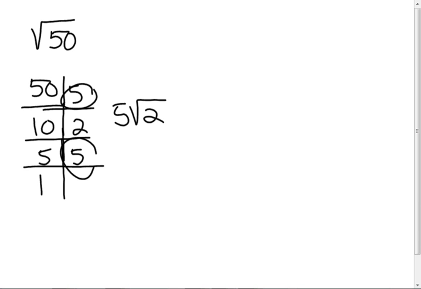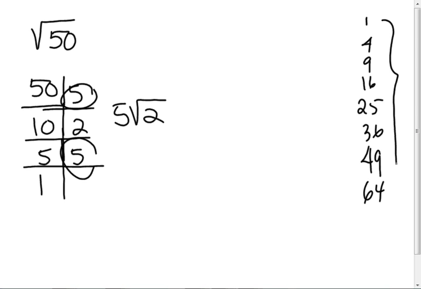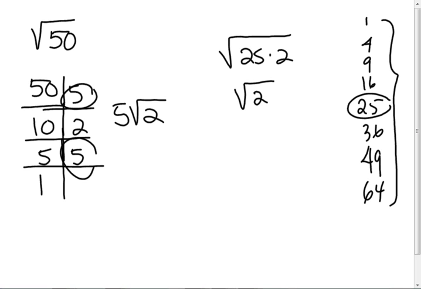Do you want to know how I do it? Because I do it much faster than that. I know the perfect squares. 1, 4, 9, 16, 25, 36, 49. That's usually big enough. We can go one more: 64. I look at these and figure out the biggest one that divides into 50. The biggest perfect square that goes into 50 is 25. So it's the same as 25 times 2, which is the square root of 25 times the square root of 2, and the square root of 25 is 5.